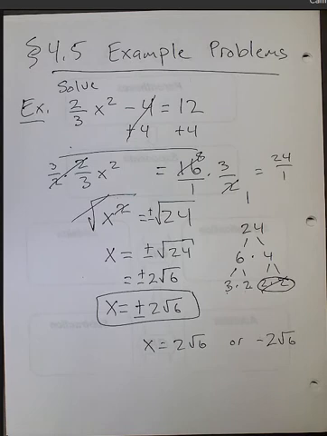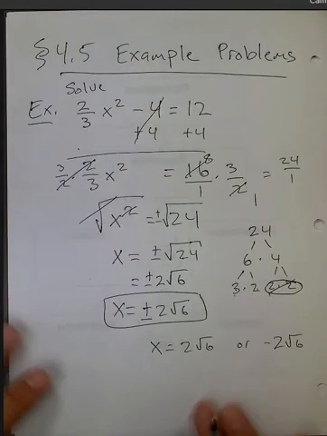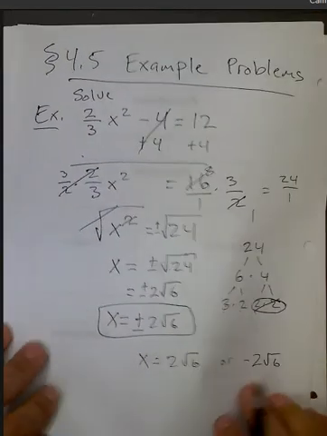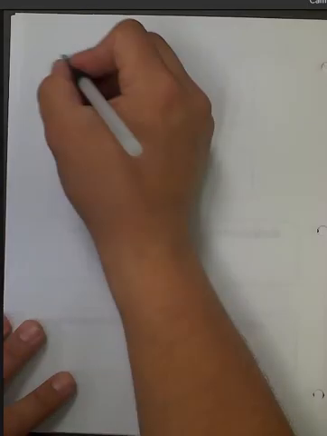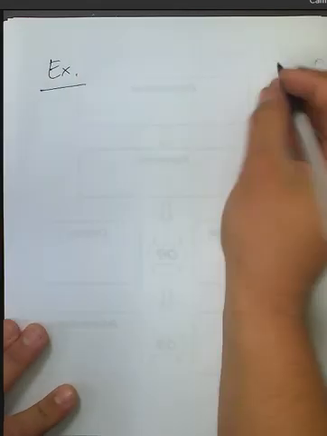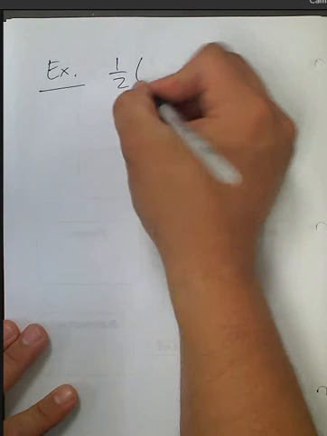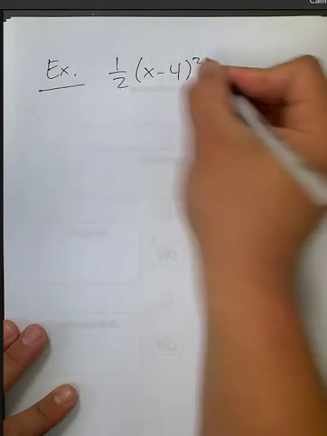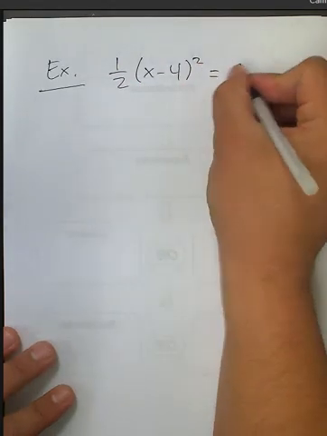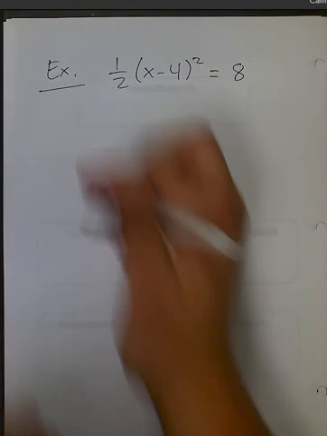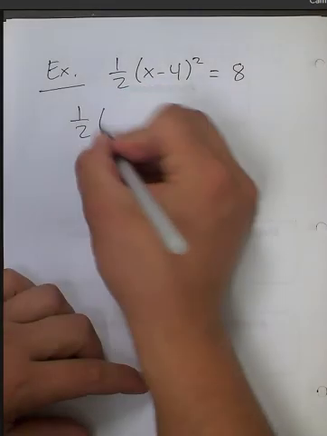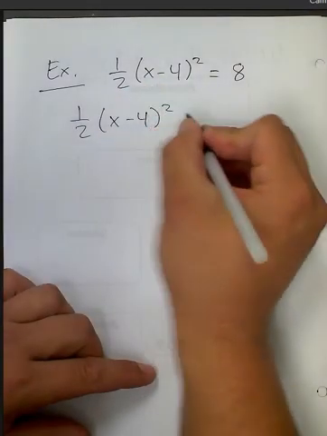Okay, one more example problem for this section. Let's do this one. Example. Let's do 1/2 times the quantity x minus 4 squared is equal to 8. Okay, so I'll rewrite the problem. 1/2 times the quantity x minus 4 squared is equal to 8.